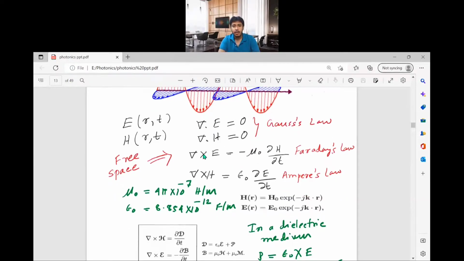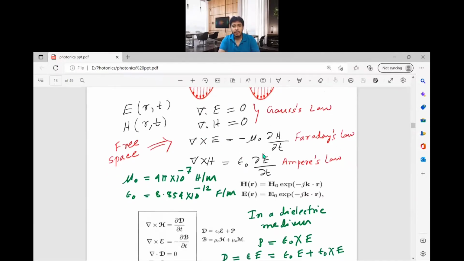This is Faraday's law: curl of E is equal to minus mu 0 del H by del t. It says that a change in the magnetic field will generate an electric field, and that electric field opposes the change of the magnetic field. That's why the minus sign is there. And Ampere's law states that a change in the electric field can generate a magnetic field. So these are the four equations.